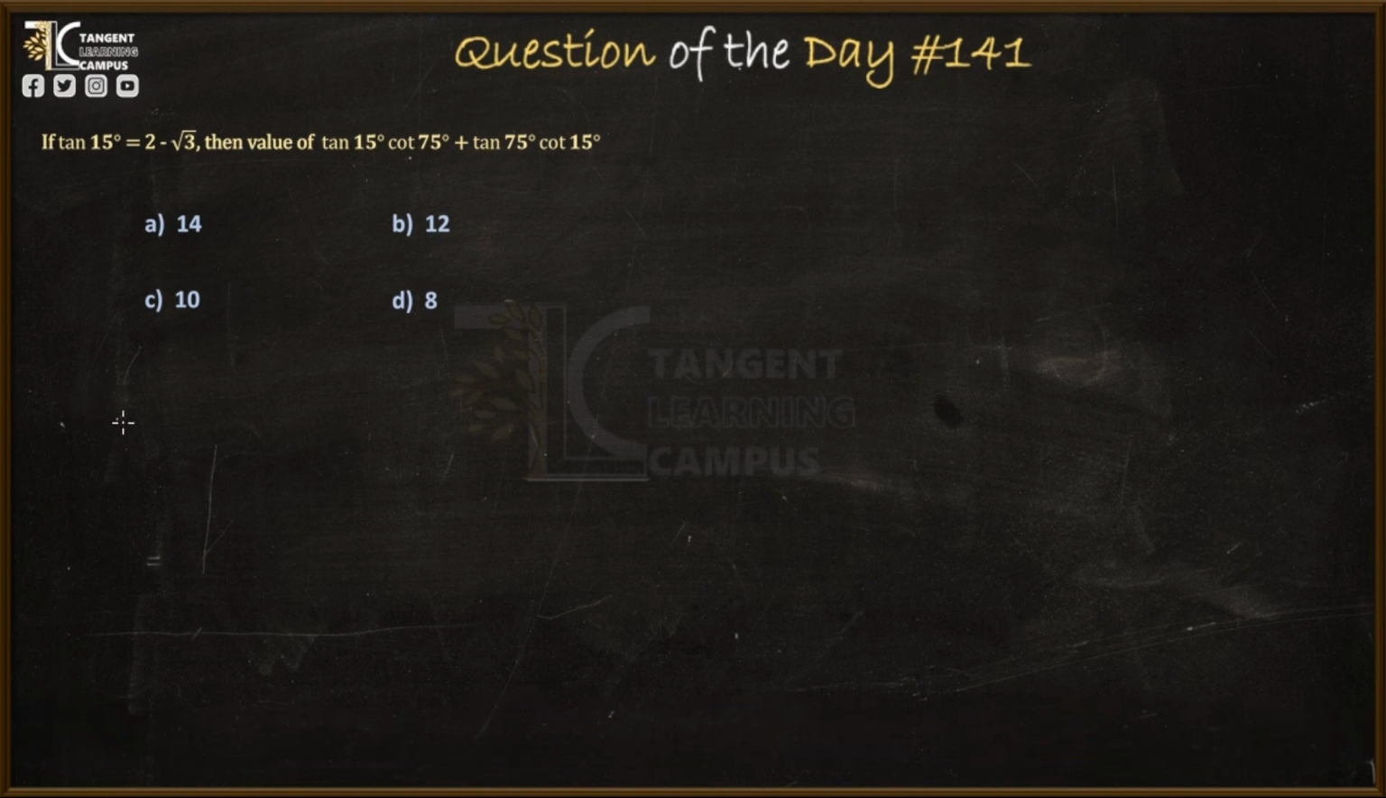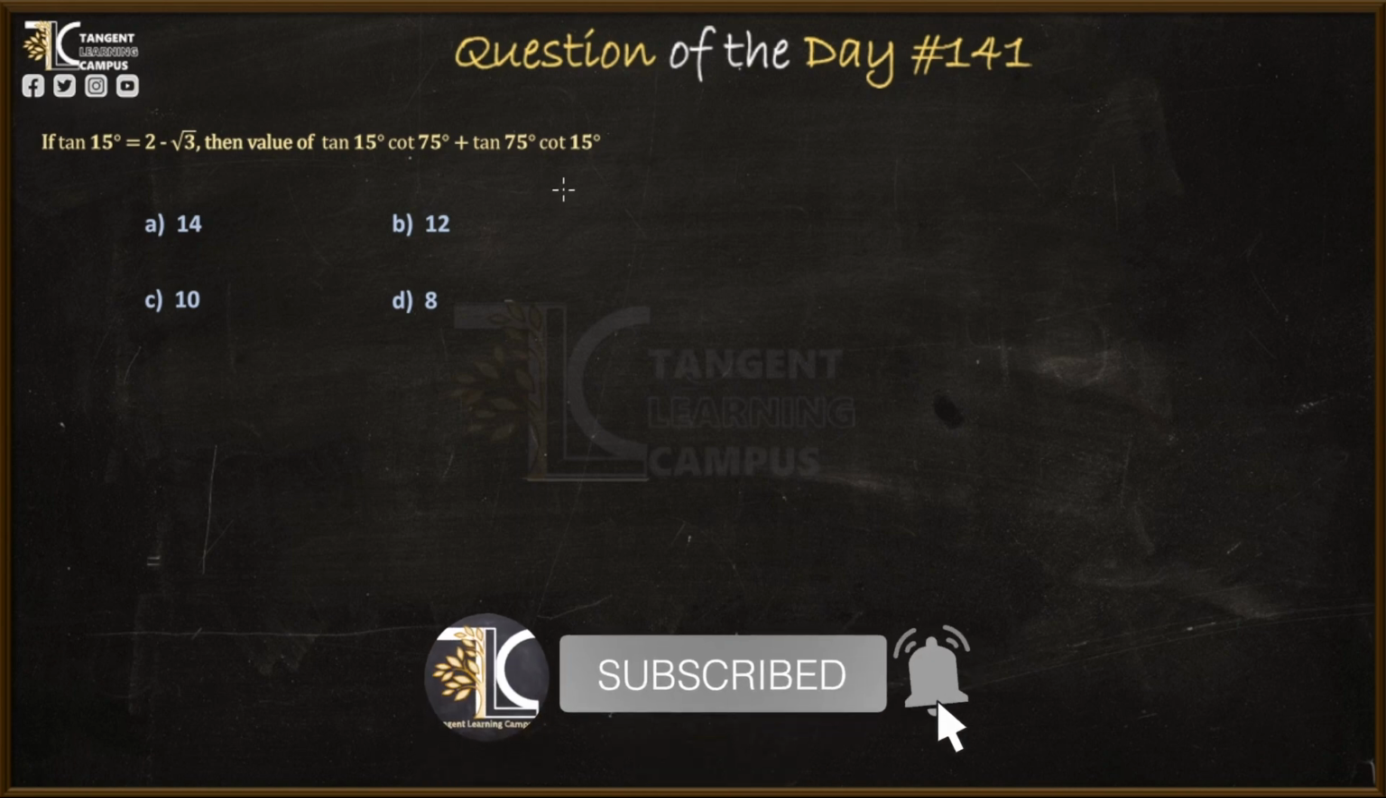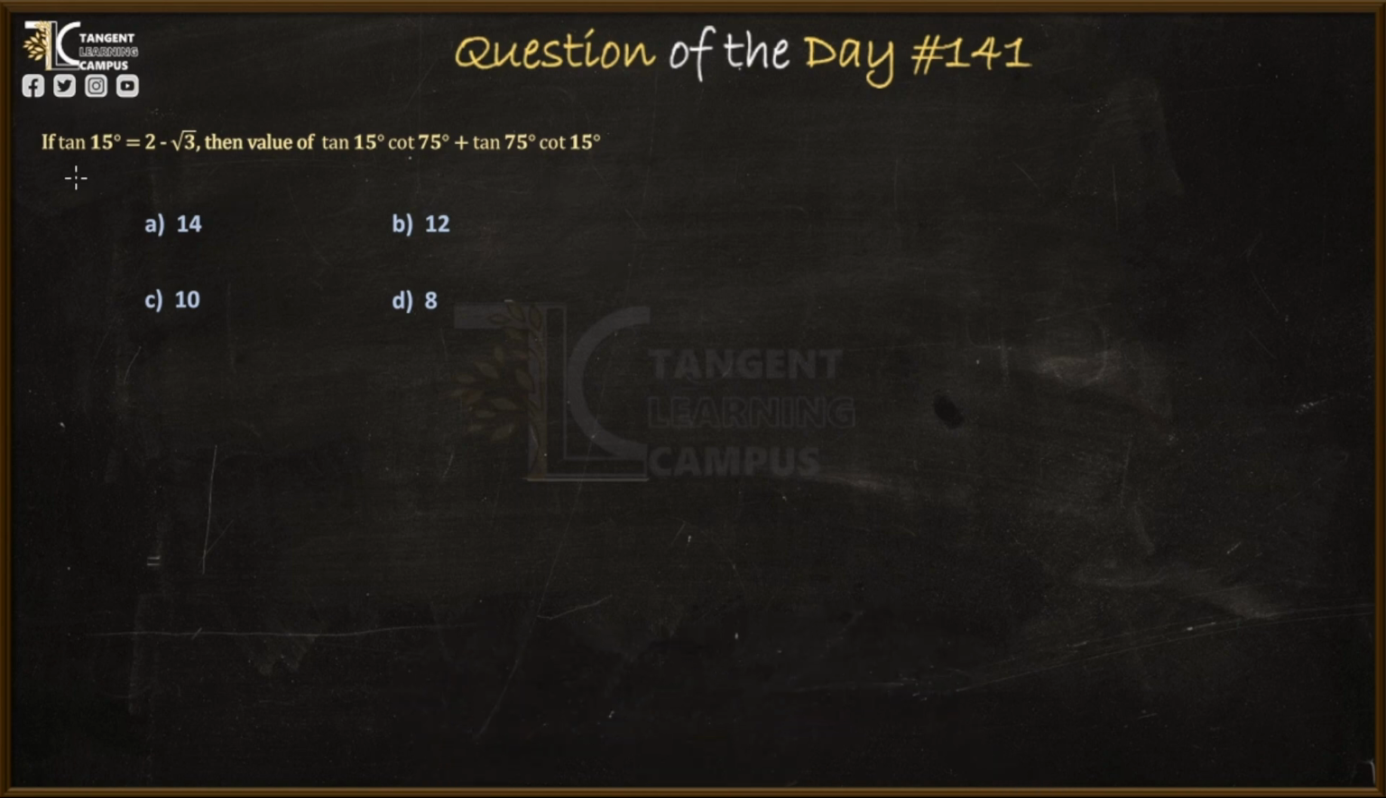So let's check out the given question. Here in this question, if tan 15 degree is equal to 2 minus root 3 is given, then the value of tan 15 degree multiplied by cot 75 degree plus tan 75 degree multiplied by cot 15 degree is. So basically here the value of tan 15 degree is given, and with the help of that we need to find the value of this given expression.